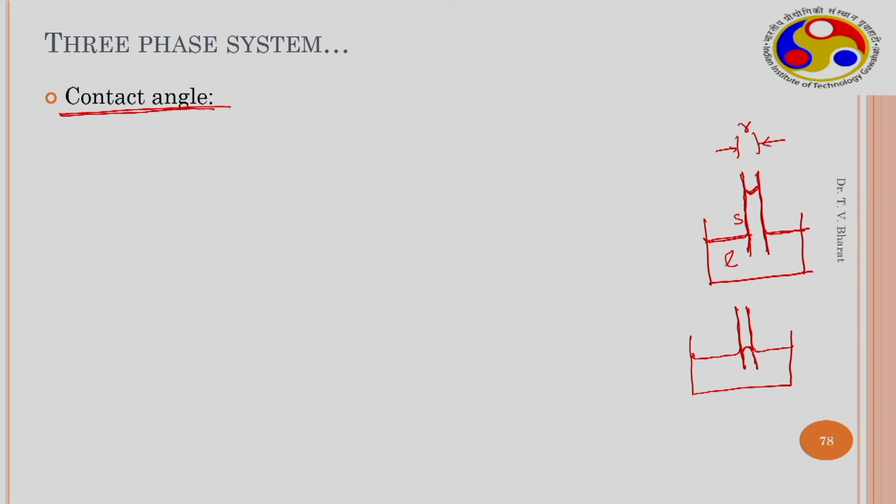It forms a convex surface like this. So it forms a concave in the liquid phase. When the concave surface forms, the pressure within the concave side would be higher. We have seen that the pressure on the concave side would be higher than the pressure on the convex side. Therefore, the liquid surface depresses in the capillary tube in order to compensate for the increase in the pressure.